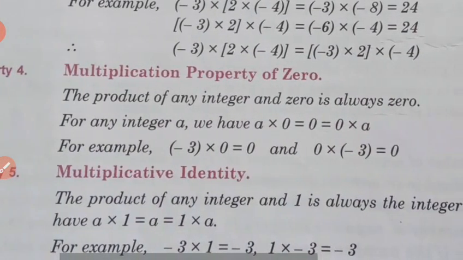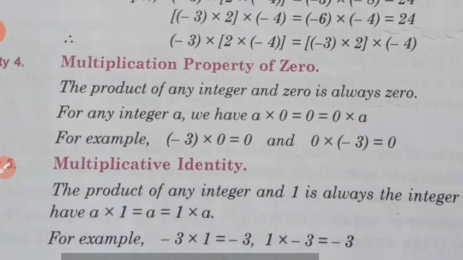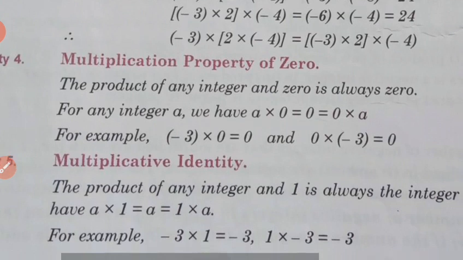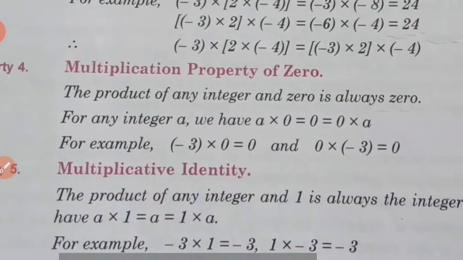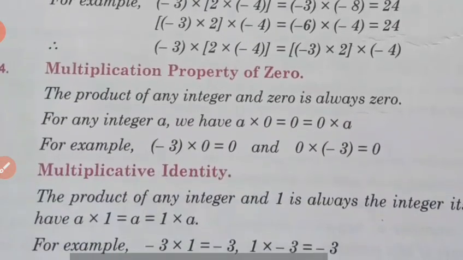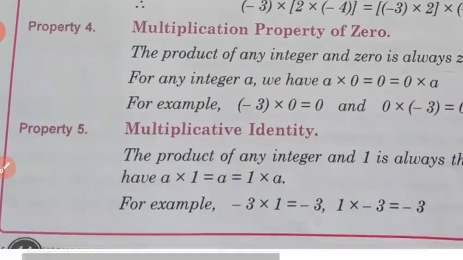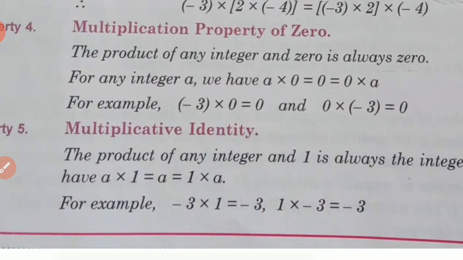If you multiply minus 3 by 0, we'll get the answer 0, or if you multiply 0 by minus 3, then also you will get the answer 0. So this property says that the product of any integer and 0 is always 0. Then property 5, multiplicative identity.